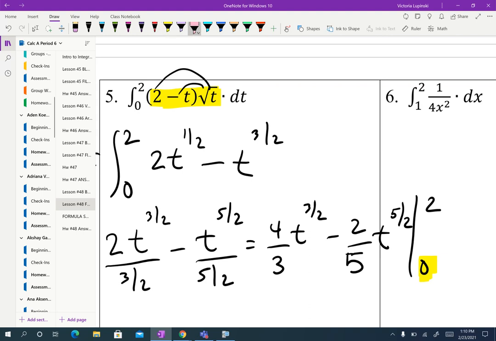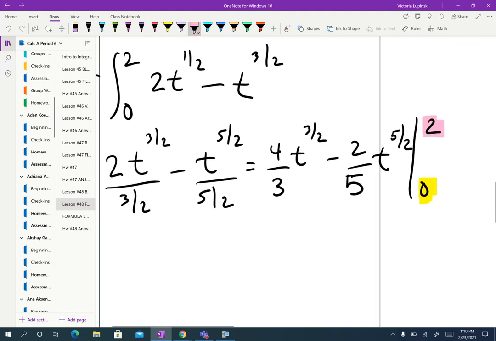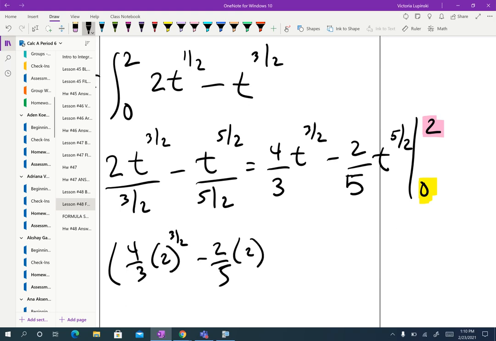But you have to do the upper limit first, so you have to start by plugging in 2. So when you plug in 2, you're going to get 4/3 times 2 to the 3/2 minus 2/5 times 2 to the 5/2. Then again, it's always a minus in between terms. And luckily, I'm just going to get a big fat 0 when I plug a 0 in for both of these. This whole mess right here, these are not going to turn out to be nice numbers.